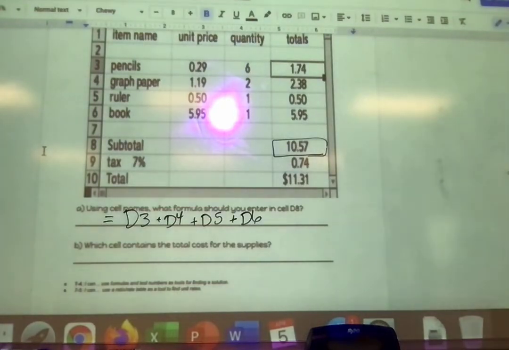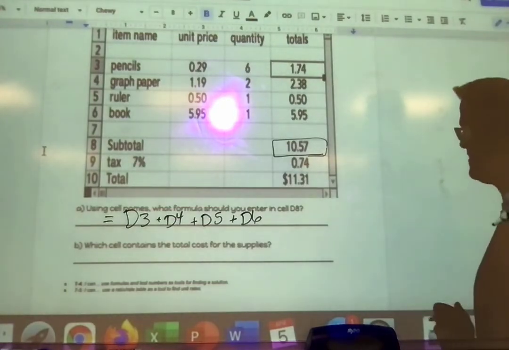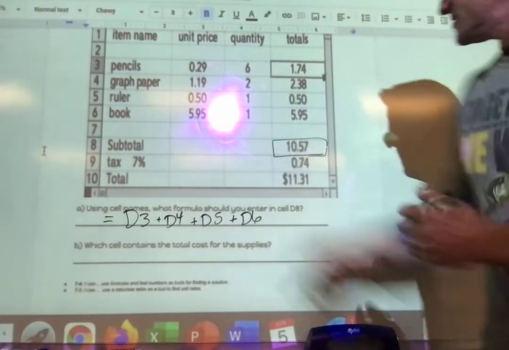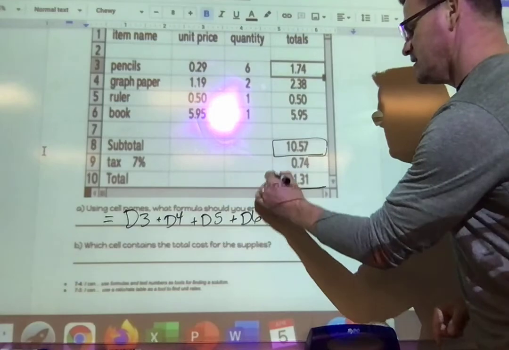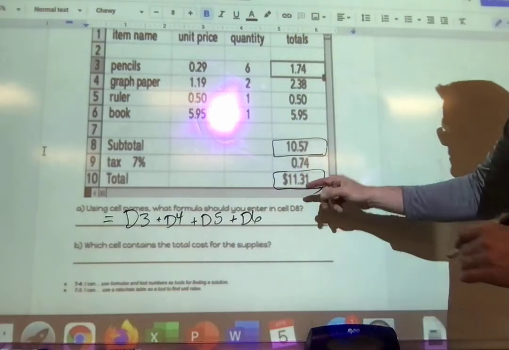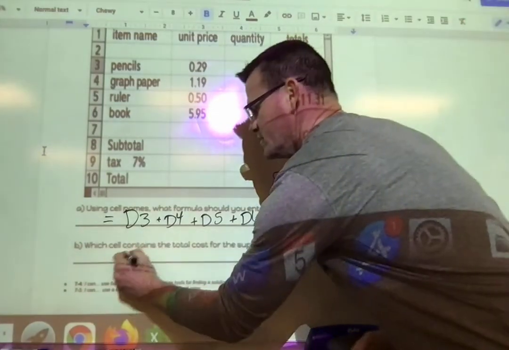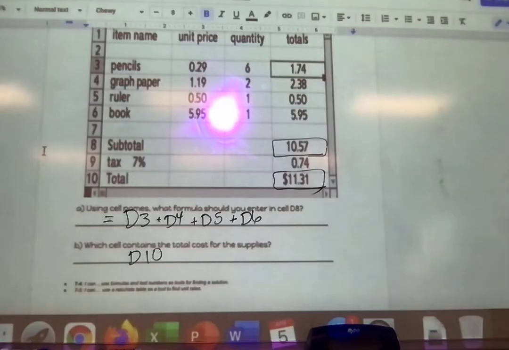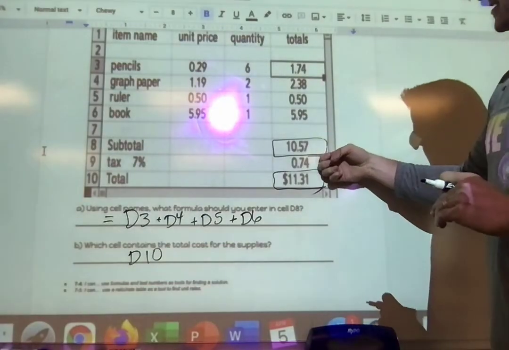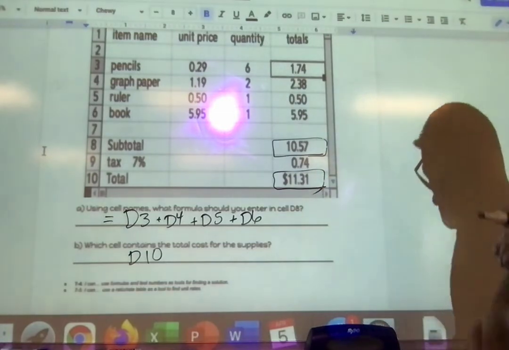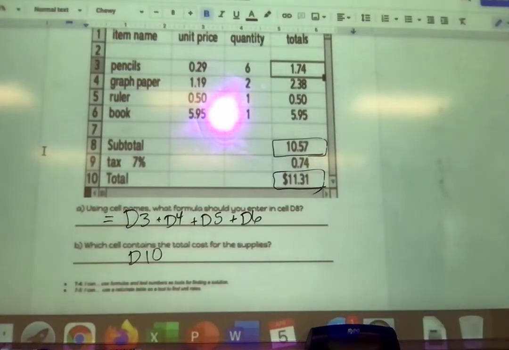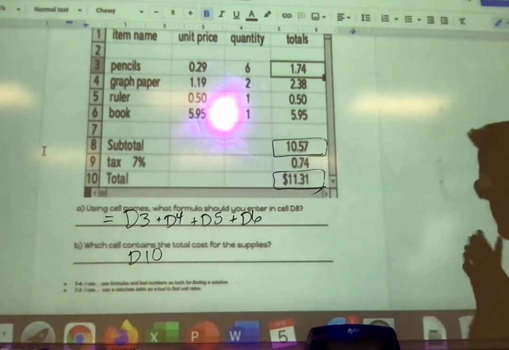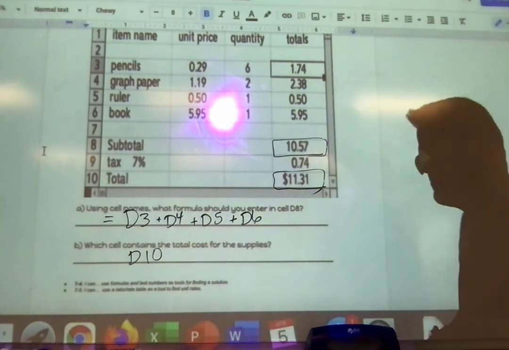And in question B, it talks about which cell contains the total cost for supplies. So you'd have to include tax in here. Just knowing the name of the cell, we know we're in column D here, so this would be D10. D10 would be the name of that cell. Okay? And it would be programmed, obviously, to add this plus this to get you the total cost after you add tax in. So there are the things from lessons 7.4 and 7.5 that we're responsible for knowing how to do. So make sure you get these copied down so you have a study guide for the test.